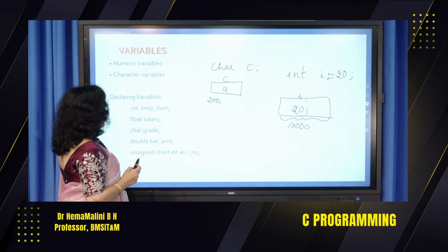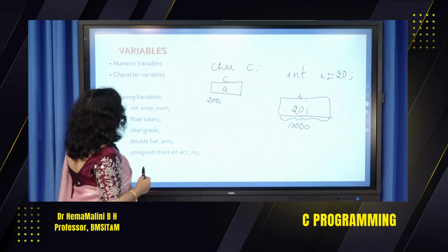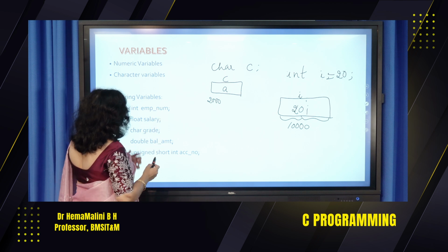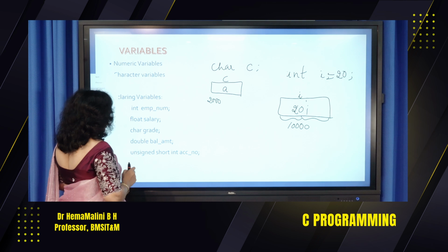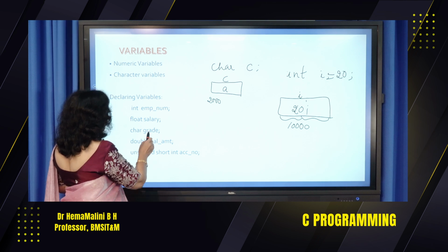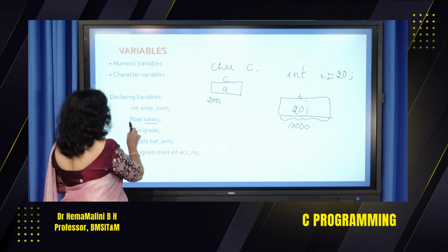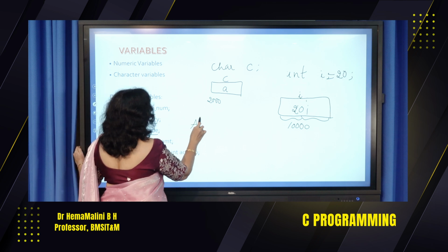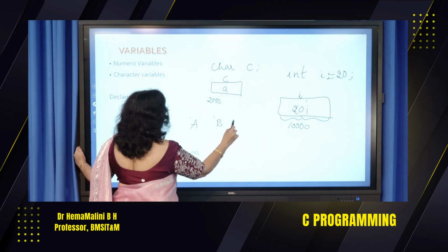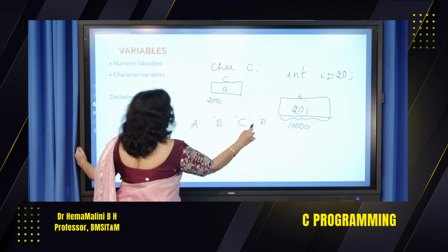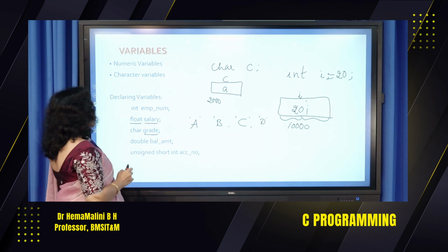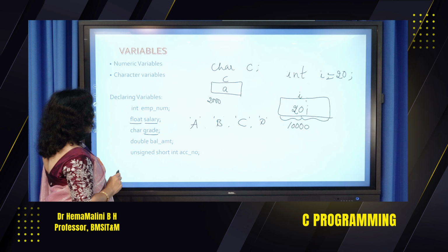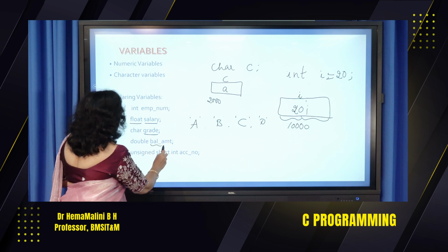Now, declaring the variables. I have given some sample declarations here. int emp_num: say I am going to declare one employee number, it is of type int. float salary: I have declared a variable salary, it is of type float. char grade: say the grade can be A or B or C or D, it could be anything, I am just going to say char grade. double balance amount: say I am going to check your bank statement, the balance amount would be double.